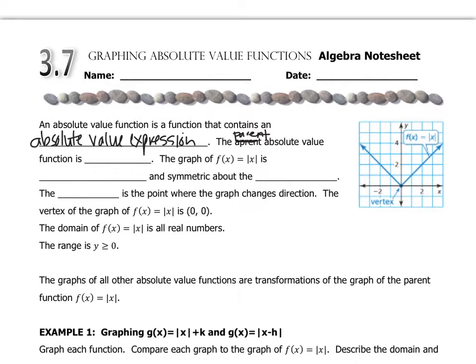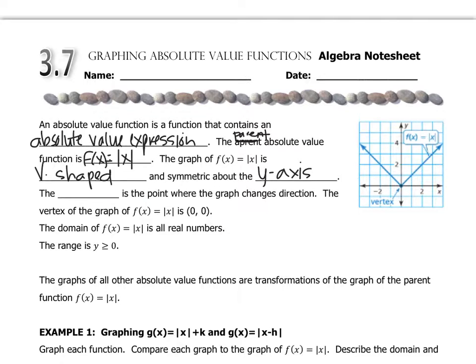The parent absolute value function is f of x equals absolute value of x. That's the basic absolute value that goes through the origin. The graph of this function is V-shaped. If you look at the picture over on the side, it creates a picture of a V, and it's symmetric about the y-axis.